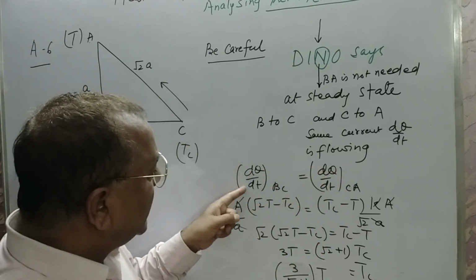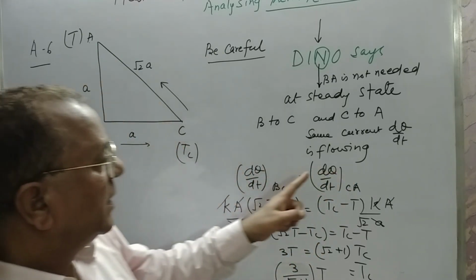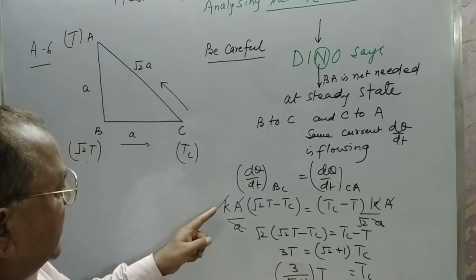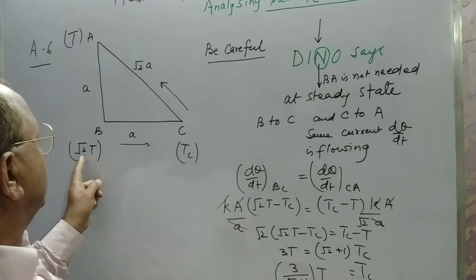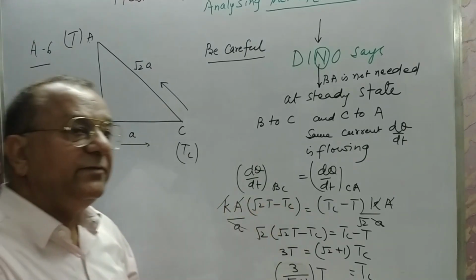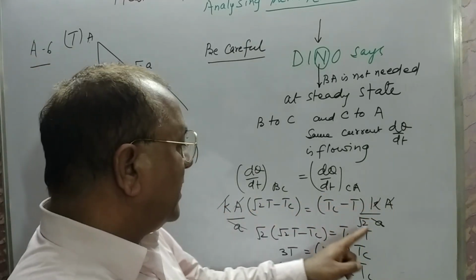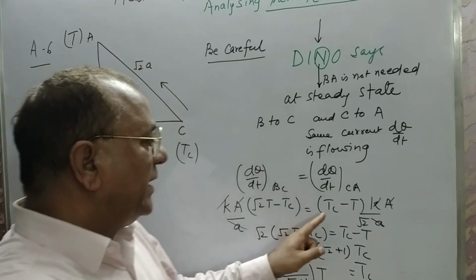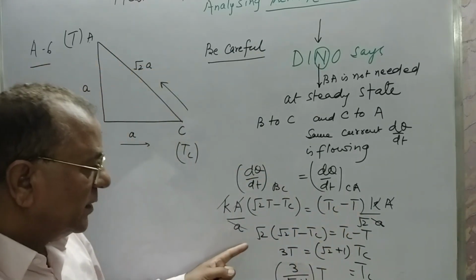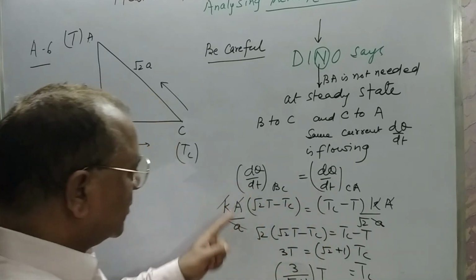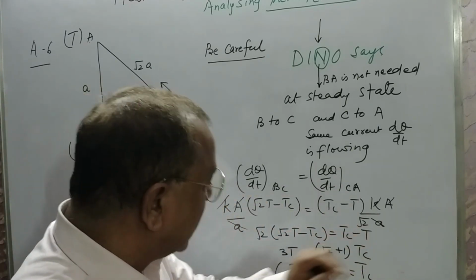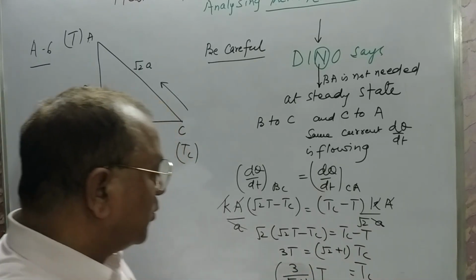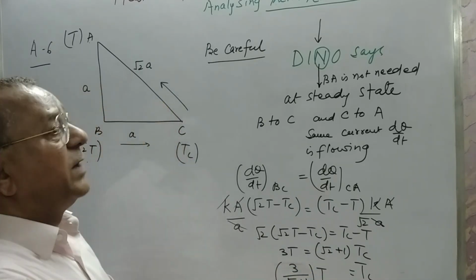How? dQ by dt for BC equals dQ by dt for CA. What is it? KA by A, this temperature is root 2T minus Tc. KA by root 2A, the length is root 2A, Tc minus T. This gives you, on cross multiplication, 2T minus root 2 Tc equals Tc minus T. This gives you Tc is equal to 3 divided by root 2 plus 1.